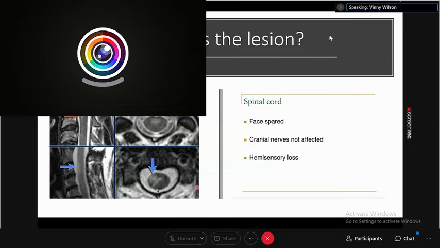Here the hemiparesis will be on the same side as the lesion, because this lesion in the spinal cord is below the level of decussation. So decussation happens higher at the level of medulla, but if the lesion is at the level of spinal cord, it is below the level of decussation, and hence the hemiparesis will be on the same side as the lesion.